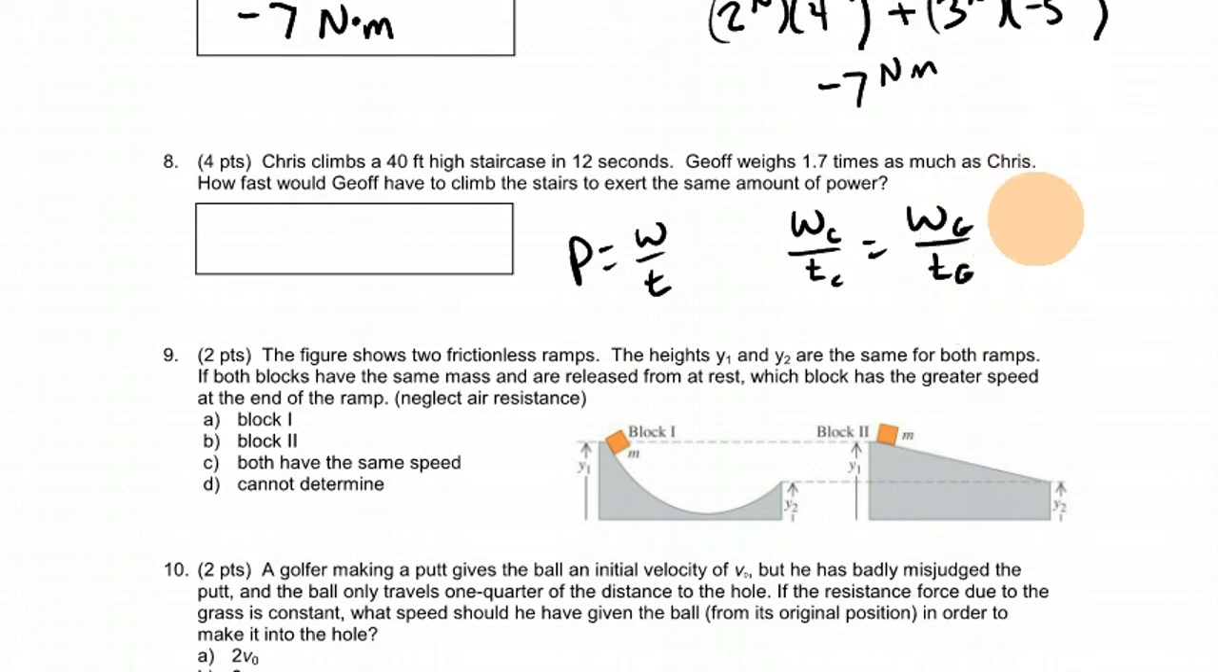So we're going to write this, let's see, this W is work. So the work done by Chris is the weight of Chris. I'm trying to figure out how to write weight here. I'll just call it the force of Chris times the distance. So the force of Chris we'll just call F sub C times 40 over 12 seconds. And we're going to have a similar thing for Jeff here.